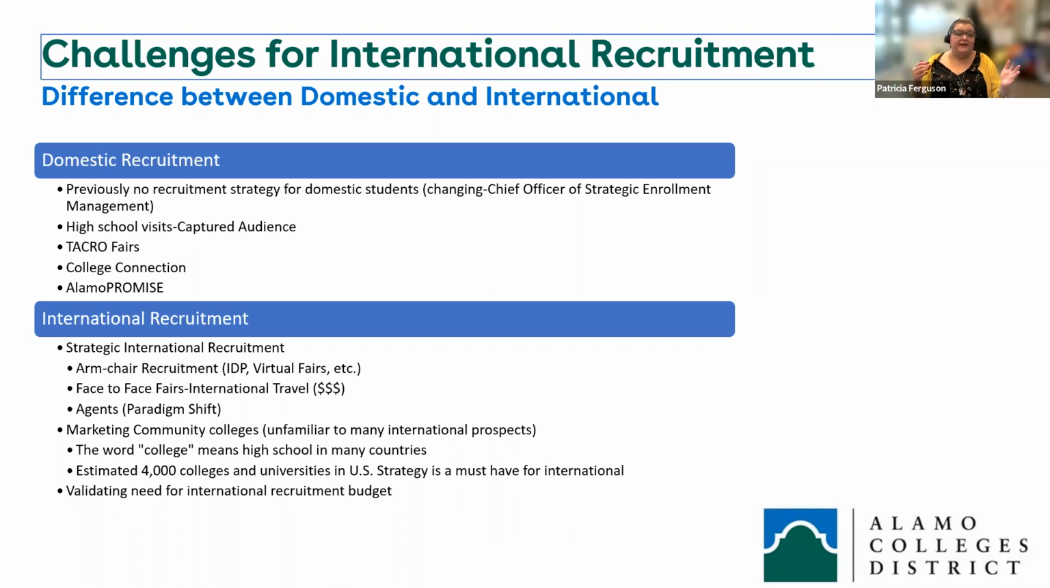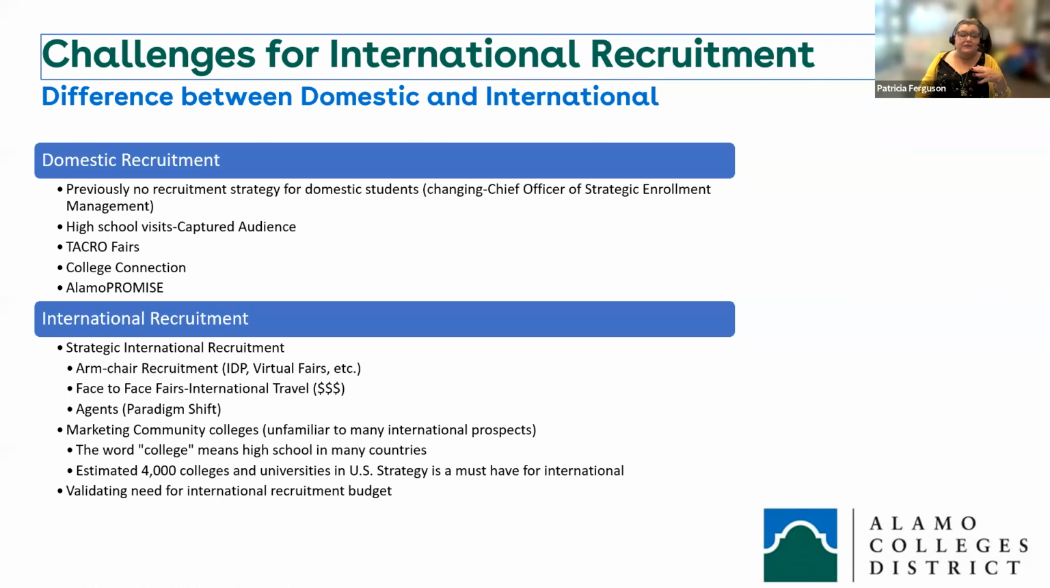And there are 3 main types of recruitment. One is the armchair recruitment, like using IDP and virtual fairs. And then there's face-to-face recruitment, and you already know this, a lot of it is very expensive. One fair could cost up to $15,000, and I'm sure now it has probably gone higher. And then we have agents.